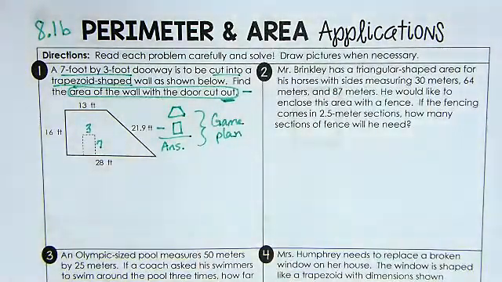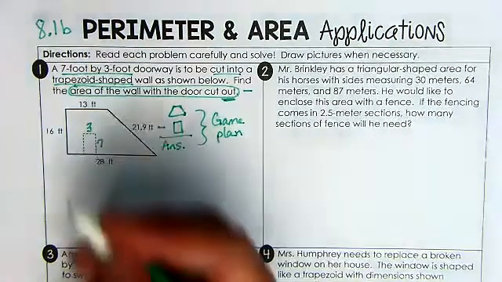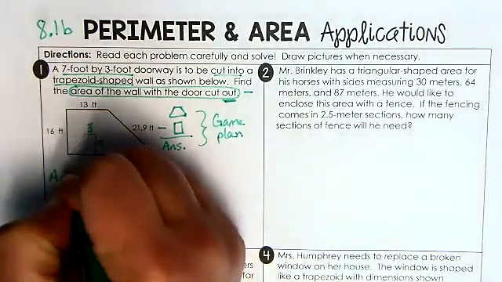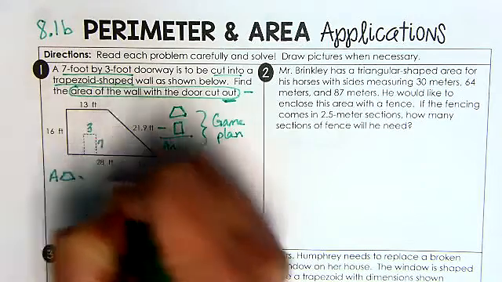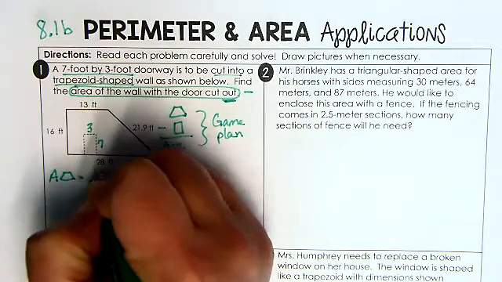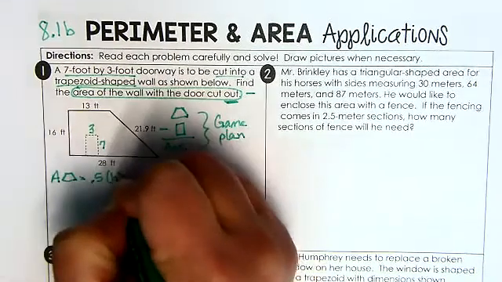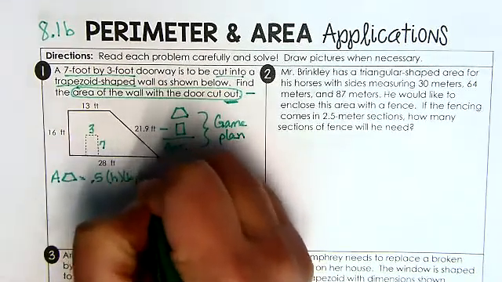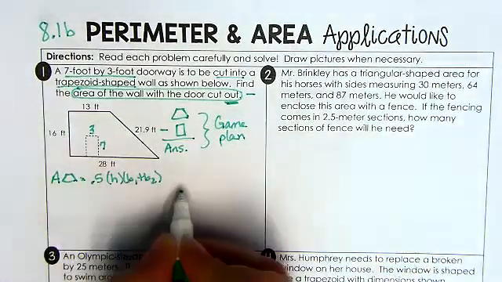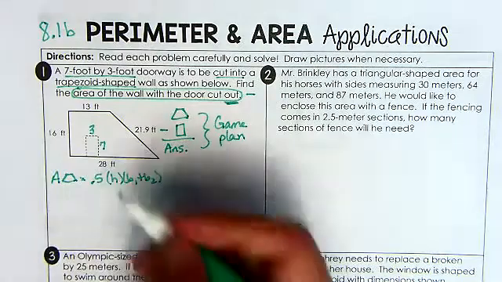Here we go. Okay, so now we need to find the area for each one. So let's start off with the area of the trapezoid. That's going to be 0.5 times the height times B1 plus B2. I'm doing 0.5 instead of divide by 2 just to save in space for this one.